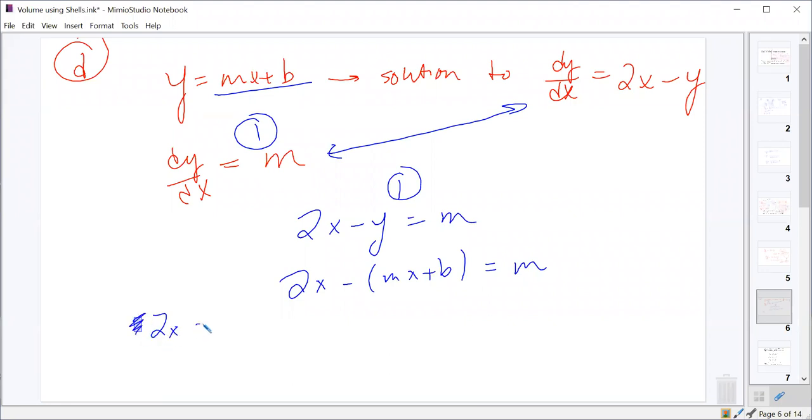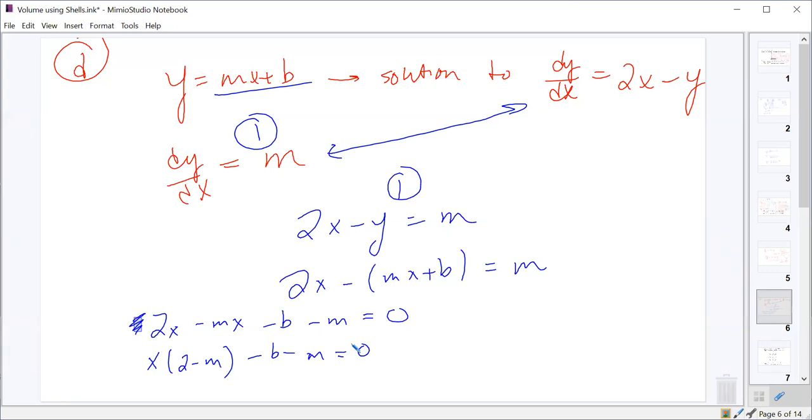It's gone. 2x minus mx minus b minus m equals 0. I'm just going to get it equal to 0. And once I've done that, I should be able to, first of all, figure out how many x's are on the left-hand side by taking an x out of this equation. x times (2 minus m) minus b minus m equals 0.